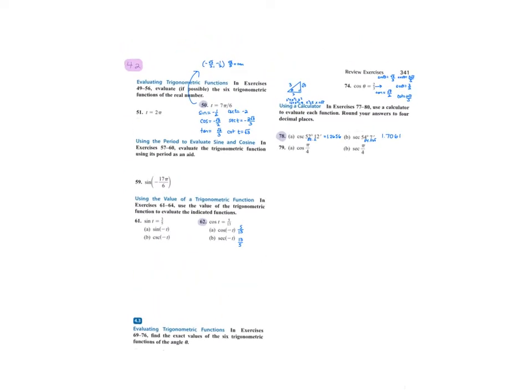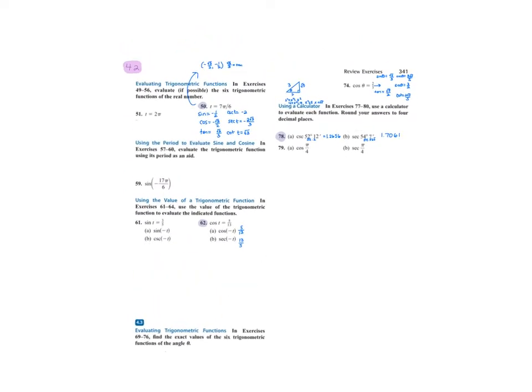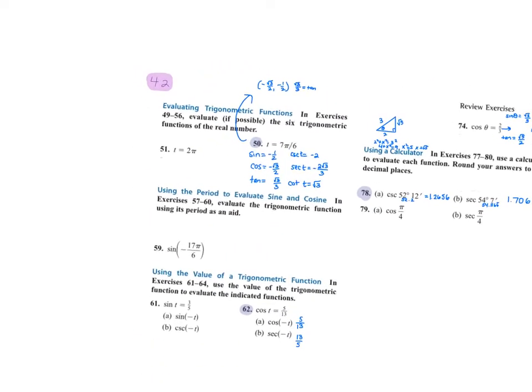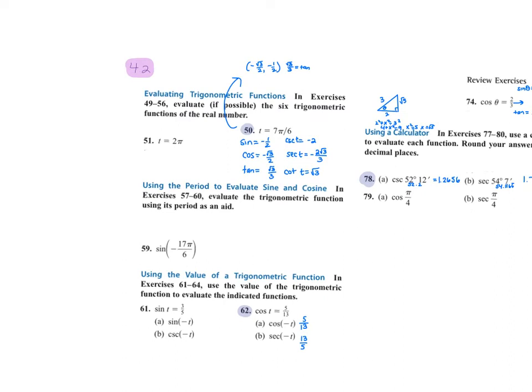Okay, how about 4-2? So this was moving mostly through your unit circle or setting up your triangle and finding your trig functions. I would say 4-2 kind of gets combined with 4-4 because you start to move outside that first quadrant. But it's the same general concepts.